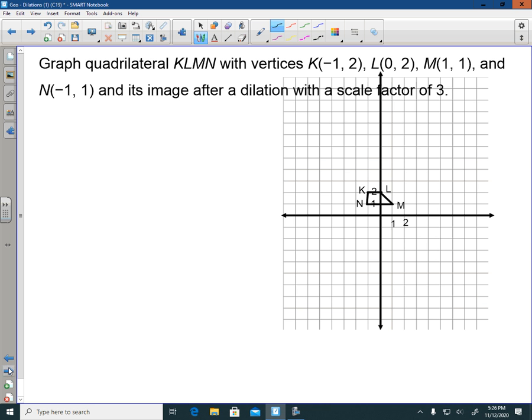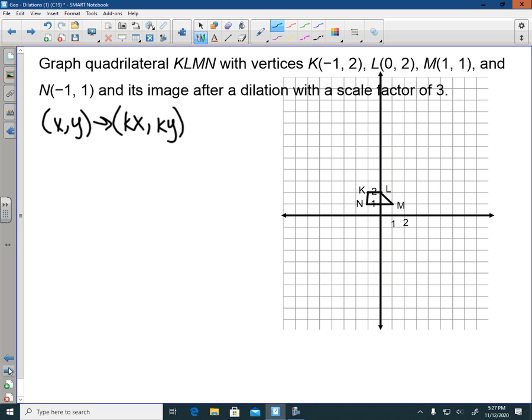All right, so let's see this on a graph. We're going to graph a quadrilateral. I already have it done for you with vertices K, L, M, and N. And we're going to now graph its image after a dilation with a scale factor of 3. And so we have to calculate those new points using the rule. Remember, the rule says take every point x and y and change it so that you're multiplying the x by the scale factor and the y by the scale factor, and that's going to give you your new points.